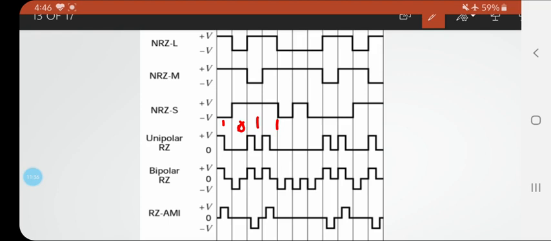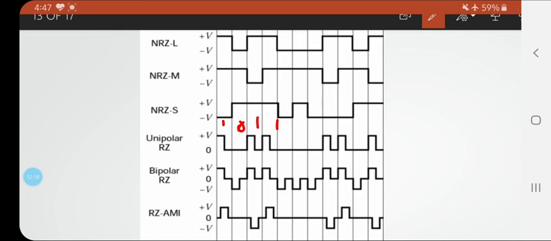The RZ waveform is the next category, which is return to 0, which consists of unipolar RZ, bipolar RZ, and RZ AMI. Coming to the first category, which is unipolar RZ, 1 is represented by a half bit wide pulse. Before we see how it is represented, unipolar means that it is going to have only one polarity, which is from 0 to plus V or from 0 to minus V, not plus V to minus V. Here we are taking it as from 0 to plus V.